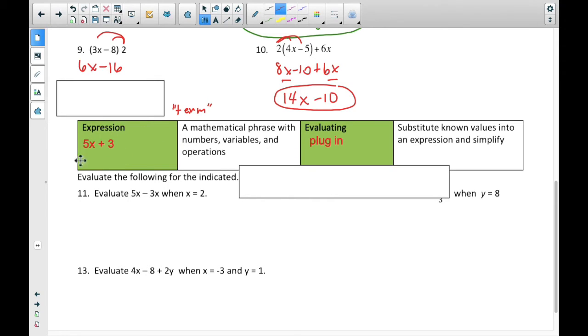Okay, expression, here we go. Evaluating is when you plug in. You substitute known values into an expression and you simplify it. Make sure you use parentheses.